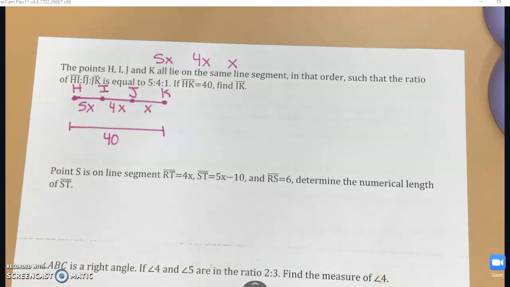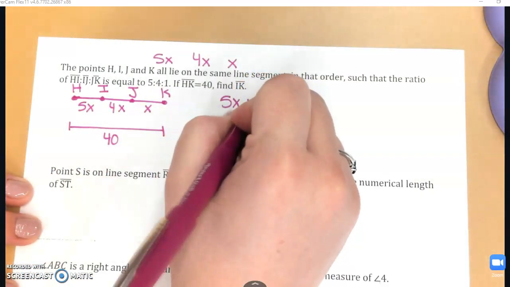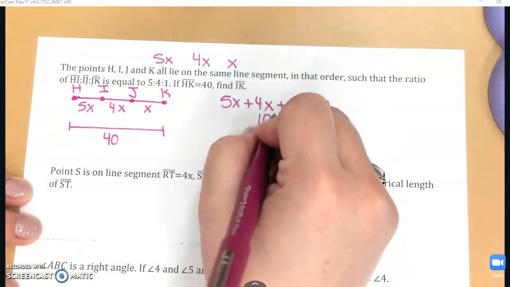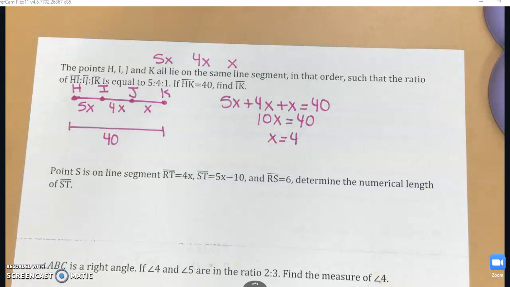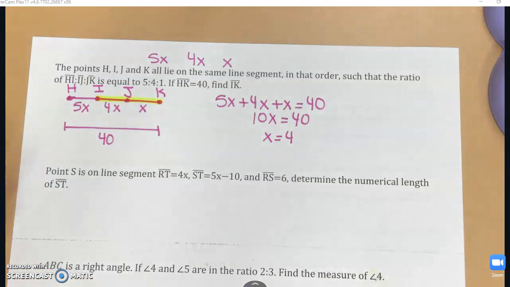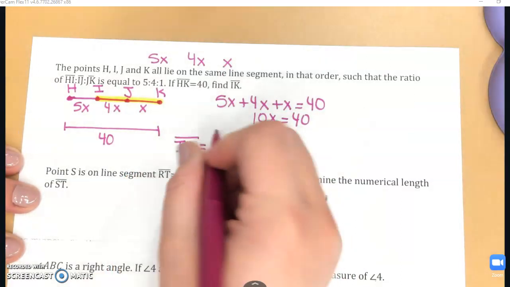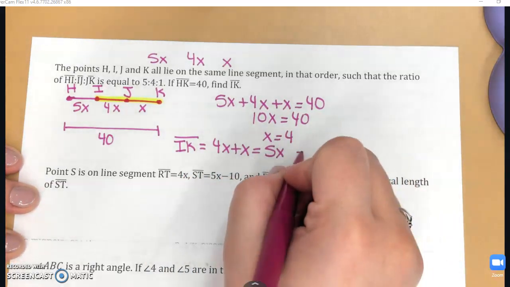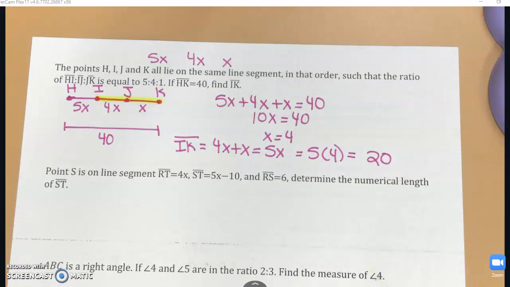So I can now see visually that those 3 pieces together are going to add up to 40. So I can write the equation 5x plus 4x plus x equals 40 and solve that for x. And I get that x is 4. Now the problem is asking me to find the length of IK, that piece here, which is made up of 4x and x. So if IK is 4x plus x, that would be 5x, and I just found that x is 4, so the length of IK is 20.